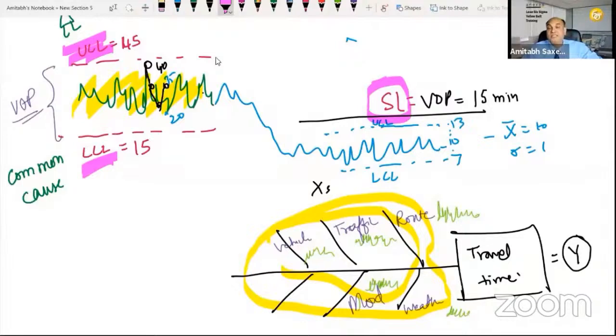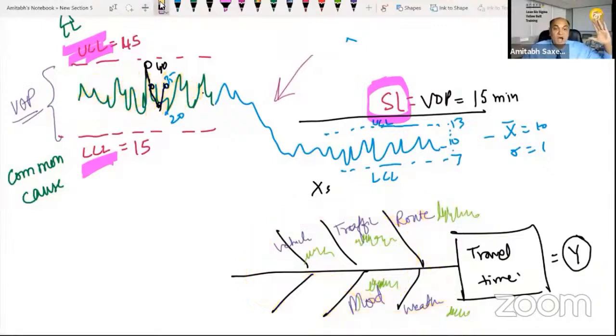Okay, coming back. Now this is like shifting the DNA of the process. This is the way you were operating earlier. Now I want to shift the DNA. This is the way you are operating, and now I want to operate in this way. I'm changing the DNA of the process.